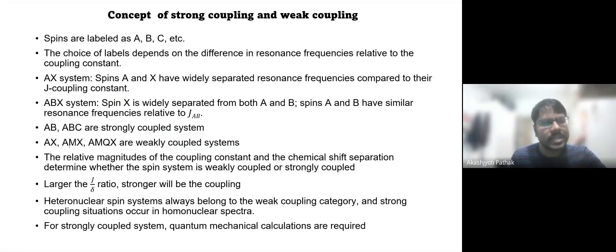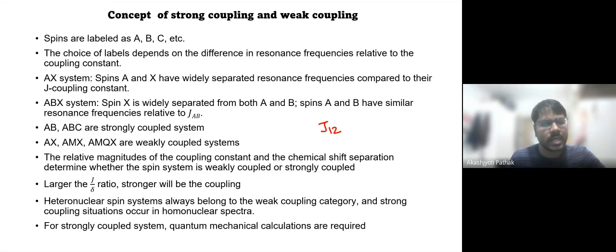AX, AMX, AMQX are weakly coupled systems. The relative magnitude of the coupling constant and the chemical shift separation determine whether the spin system is weakly coupled. So basically your J value will determine whether the two nuclei are strongly coupled or weakly coupled.